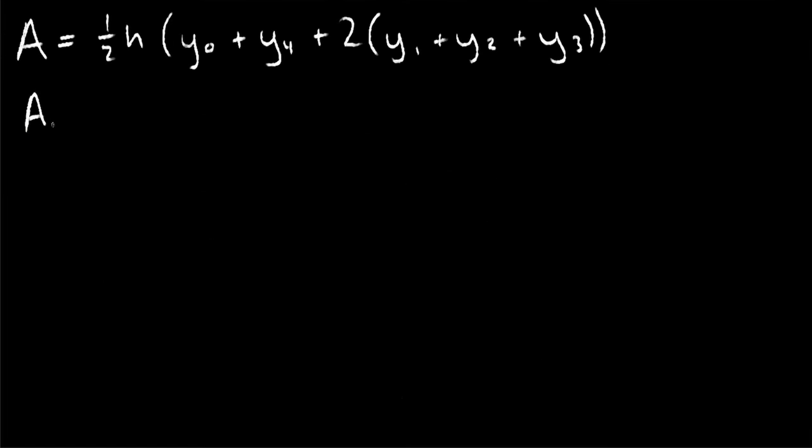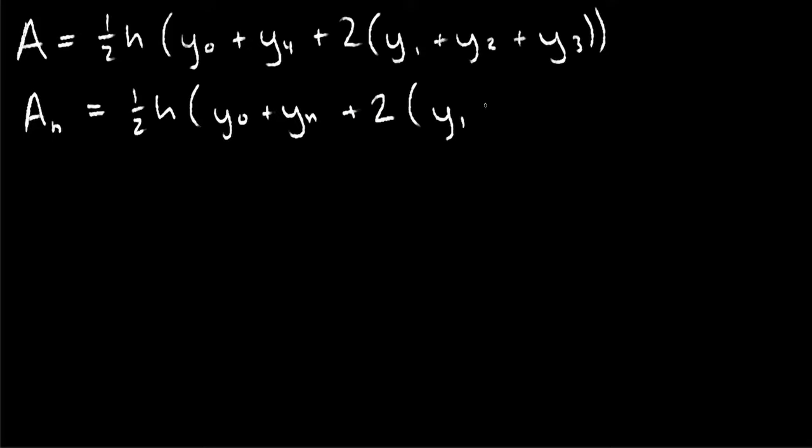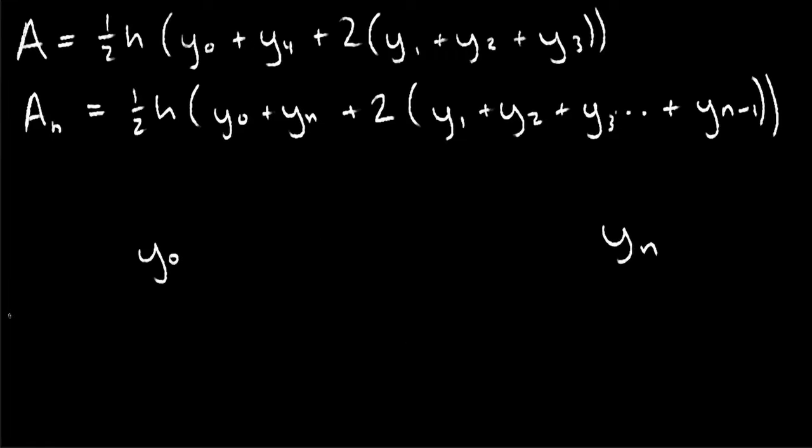There is a way to generalize this for n number of trapeziums, and that is half the height times (y0 plus yn plus 2 lots of (y1 plus y2 plus ... You get the idea, right? ... plus y of n minus 1)). This is what I like to call a sandwich, right? So we've got the y0 and the yn making the bread of the sandwich, and then on the inside we've got the 2 lots of y1 plus y2 all the way to y of n minus 1.